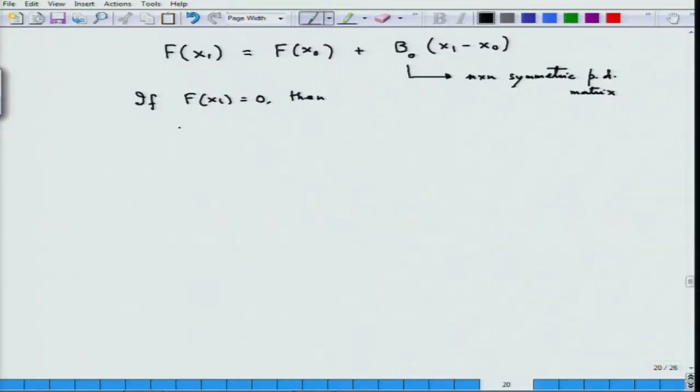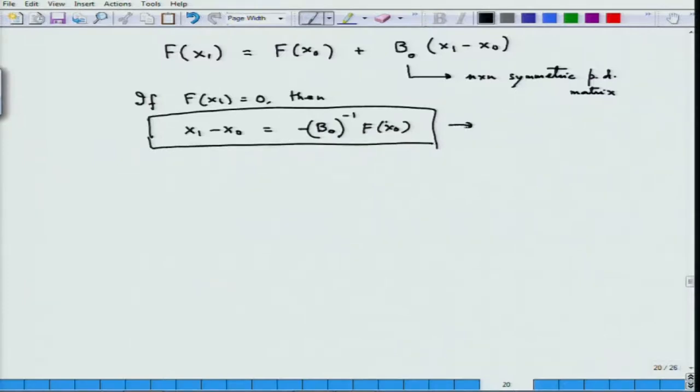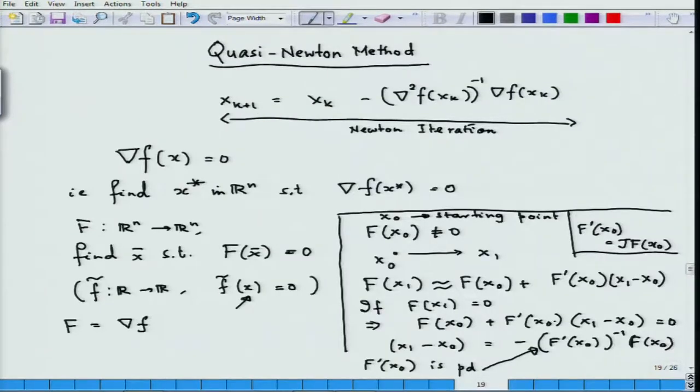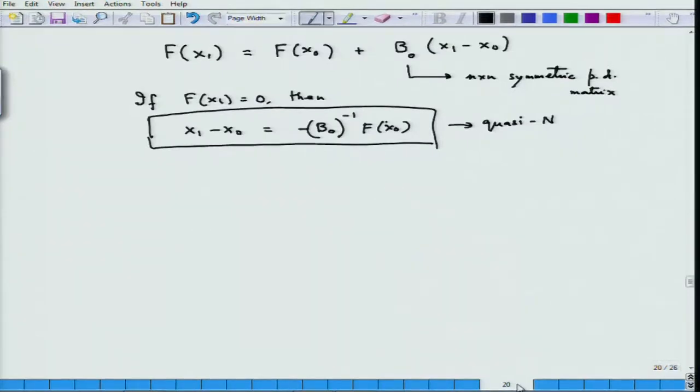then I can write x 1 minus x naught equals minus b naught inverse f here. So this is a very good scheme, a quasi Newton scheme for equation solving. I have replaced the Jacobian, because I needed an invertibility which I cannot guarantee every time. At every iteration, when I am going from x 1 to x 2, I have to have a new b 1 which will be used to make the jump from x 1 to x 2. So it is a quasi Newton scheme for equation solving.